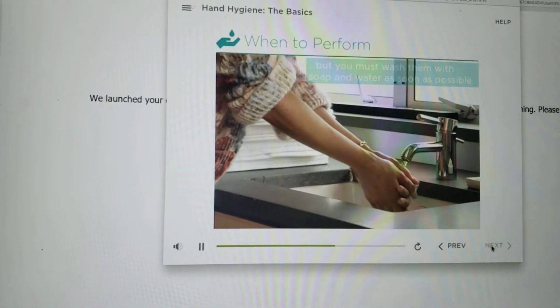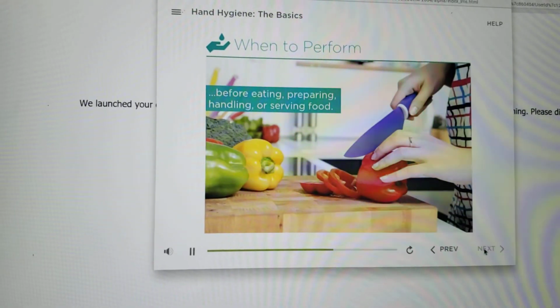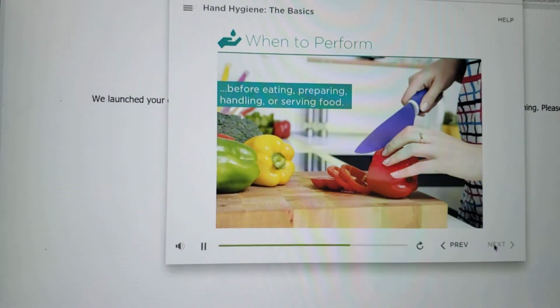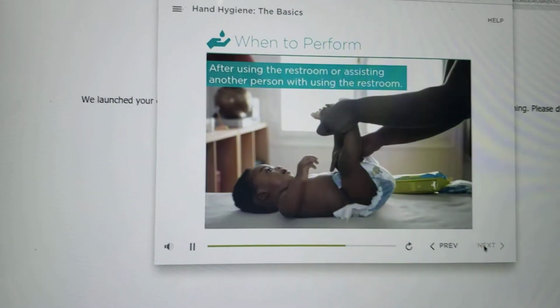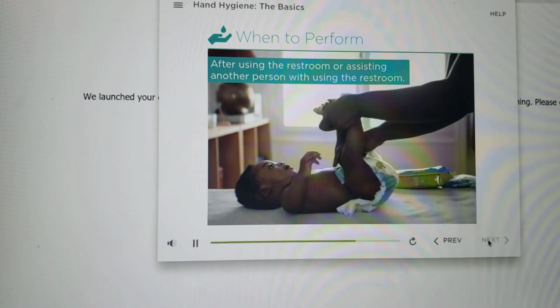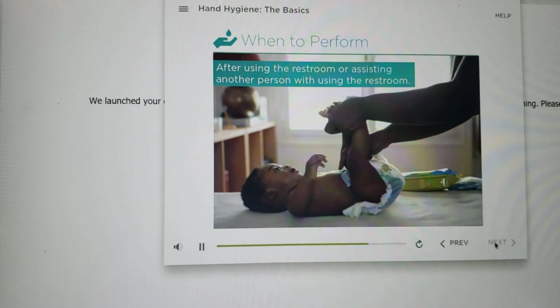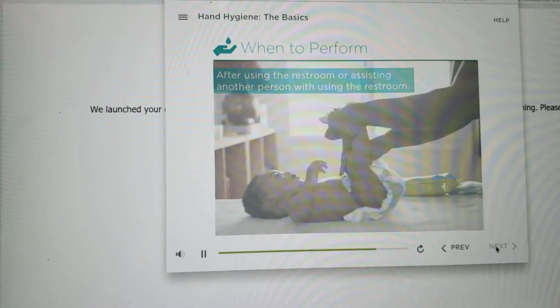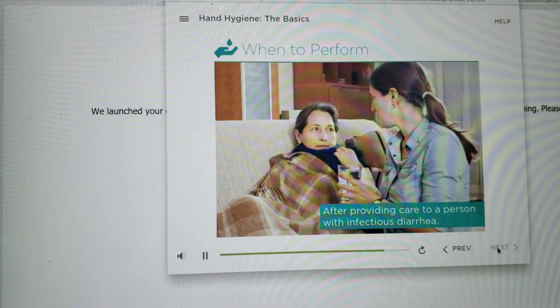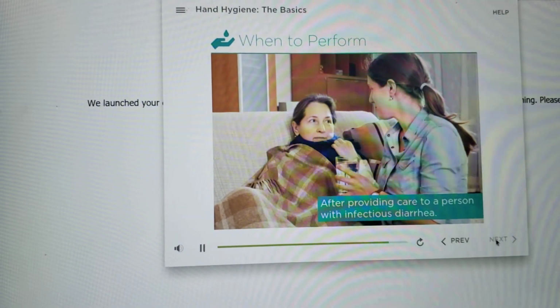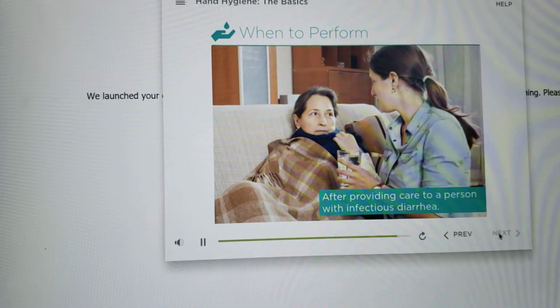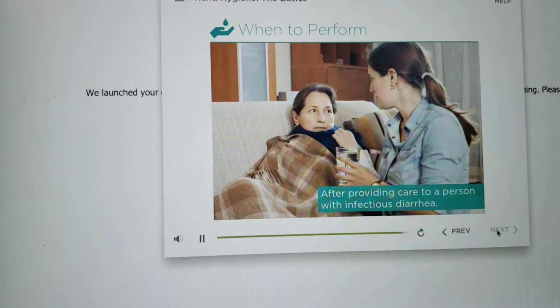In addition, you must wash your hands before eating, preparing, handling, or serving food, after using the restroom or assisting another person with using the restroom, including changing a baby's diaper, after providing care to a person with infectious diarrhea, including norovirus, Salmonella, Shigella, and C. difficile.